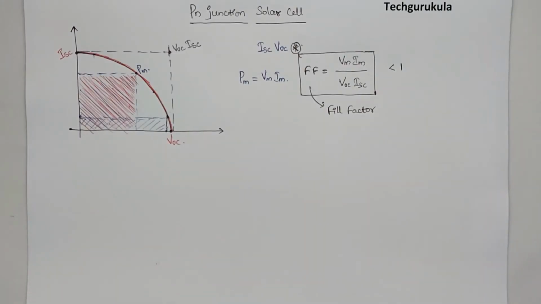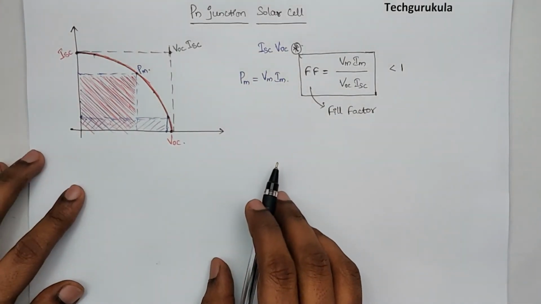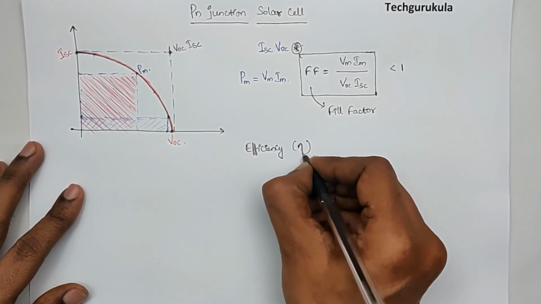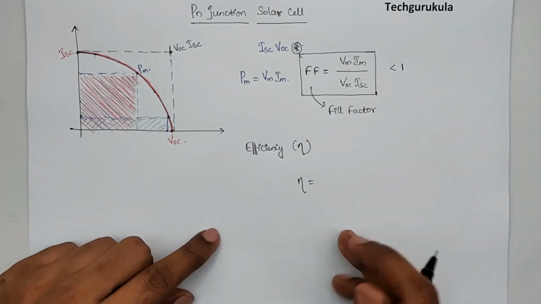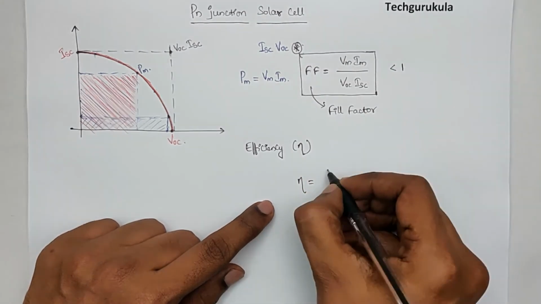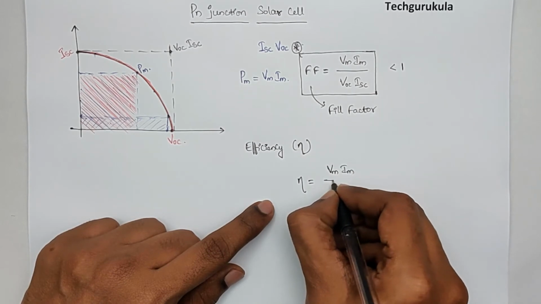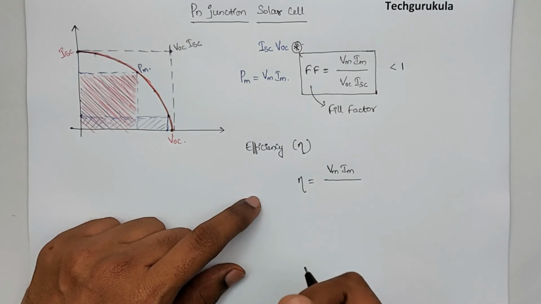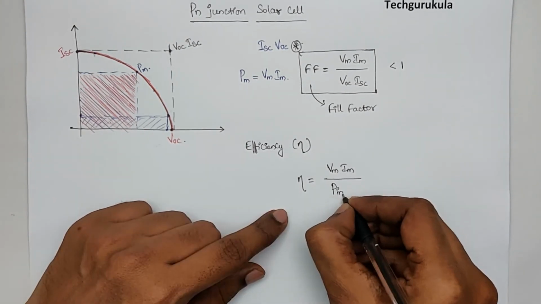Now coming to the next important point, that is conversion efficiency. In short form, we can say efficiency. We have a symbol for this, eta. Now this is defined as the maximum power delivered by the solar cell. Let's say that is Vm times Im over the input power. The input power is nothing but the incident light power. So let me call that Pin.